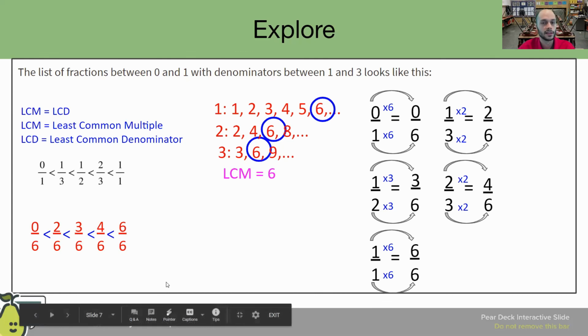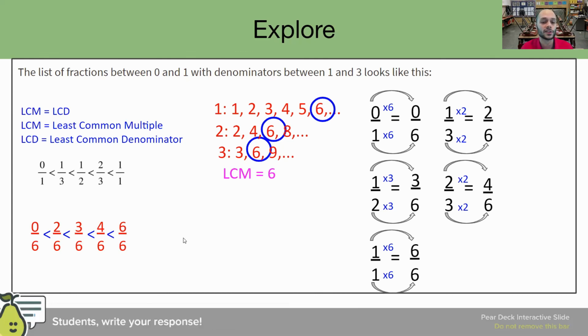So hopefully you were able to see that when you're given a list of fractions that are organized from least to greatest, and you're confused as to why they are organized in that specific way, hopefully now you are equipped with the tools to take all the fractions given to you, change them to have the same exact denominator, so now you can compare and figure out which fraction is least and which fraction is greatest.